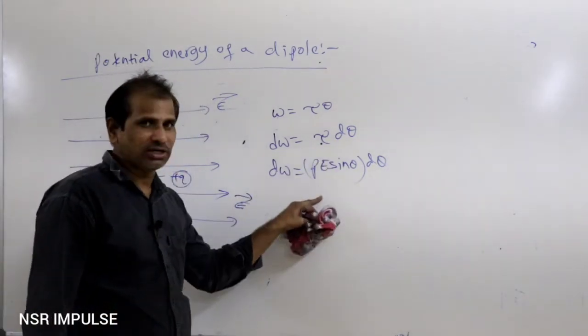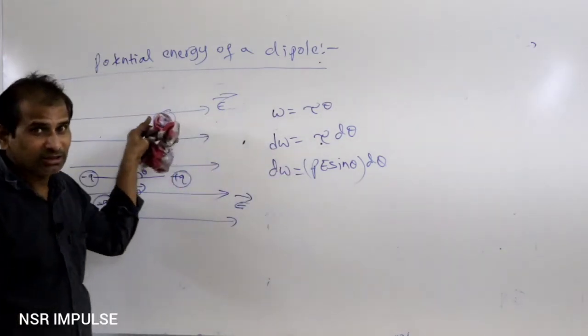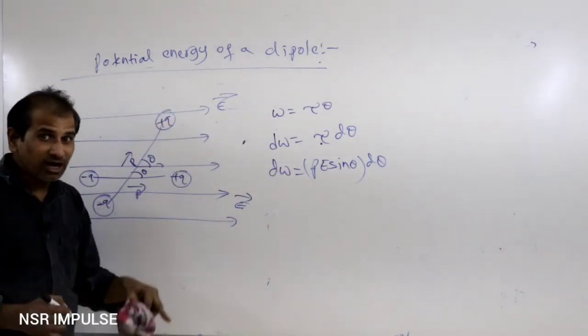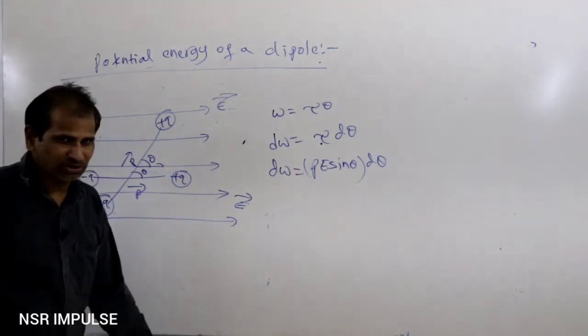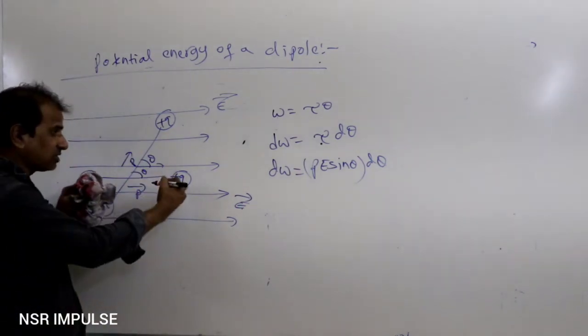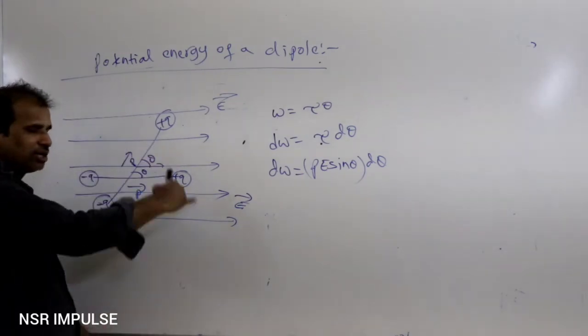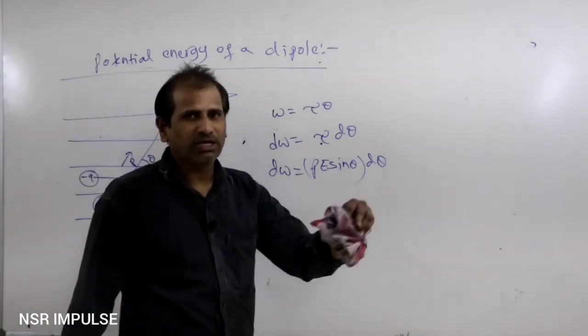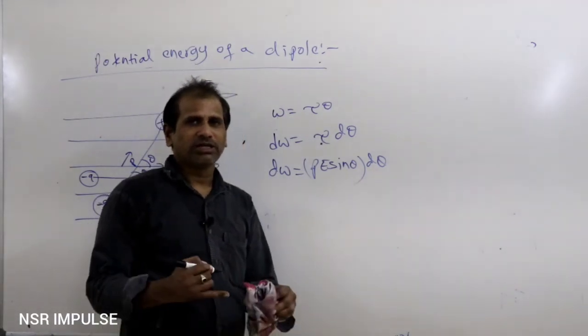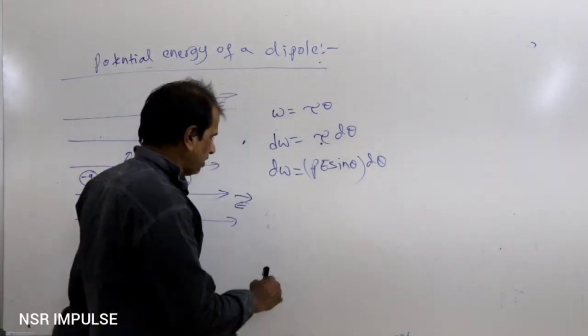That's why we have substituted. Why should we substitute here? Because the torque is not placed inclinedly. We rotated the dipole against its equilibrium position, so against the intention of the dipole we tried to rotate it. Whenever we tried, we did the work. That work done by us will be stored in the form of potential energy.